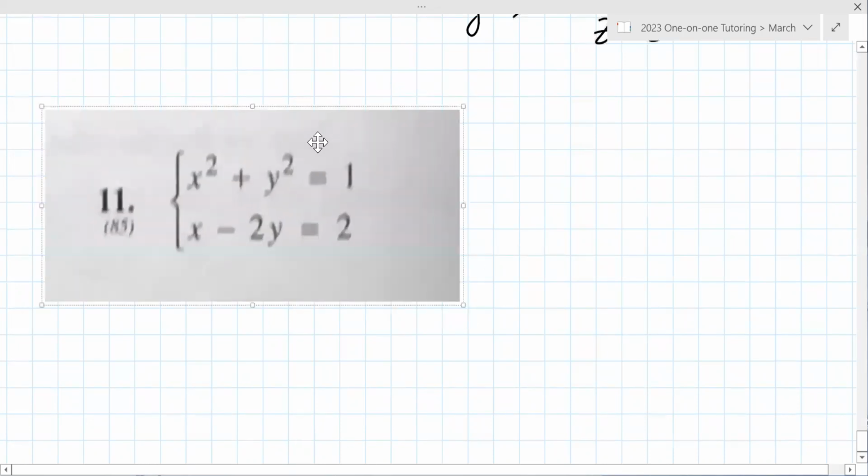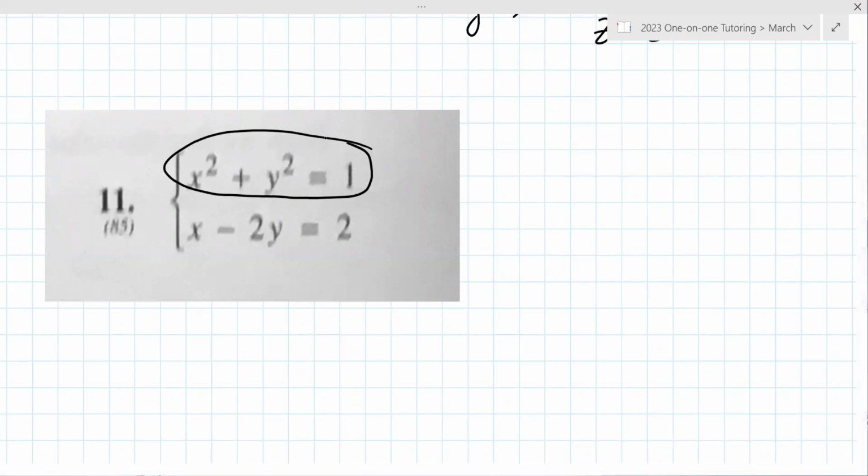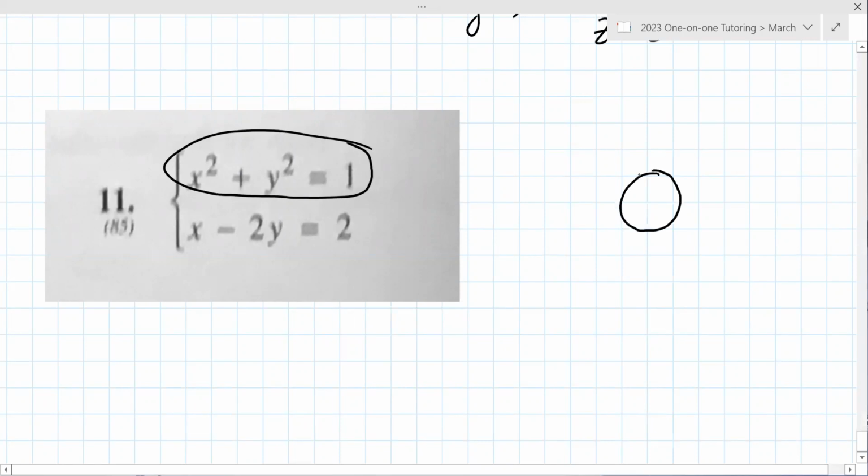All right, number 11. Can you tell me what geometric shape this first one is a graph of? Circle. Circle, yeah. And a circle could be hit by a line, could be missed by a line, could hit it in two places, right?